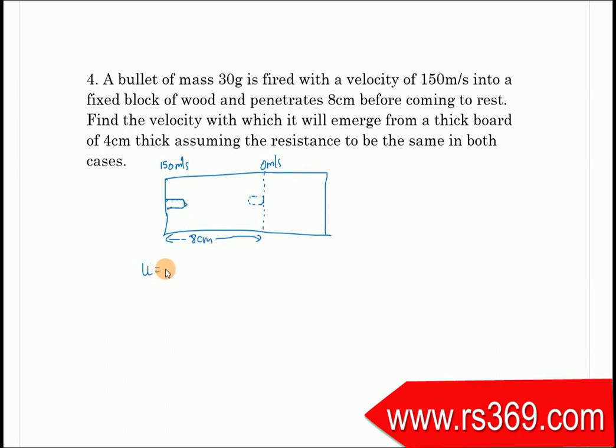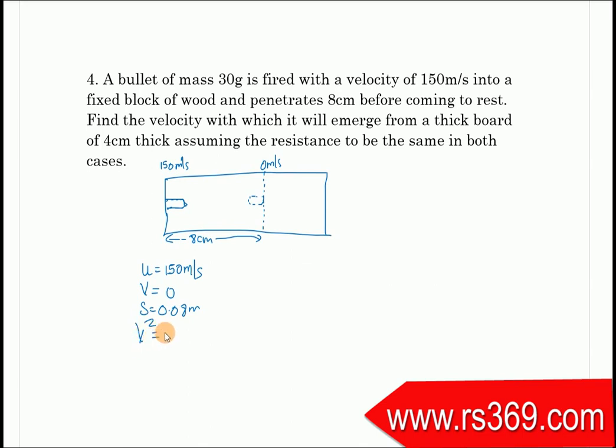So we have that U is 150 meters per second. The final velocity is 0. The distance covered is 0.08 meters, converting this one to meters by dividing by 100. So we are able to get the value of the acceleration in that case.